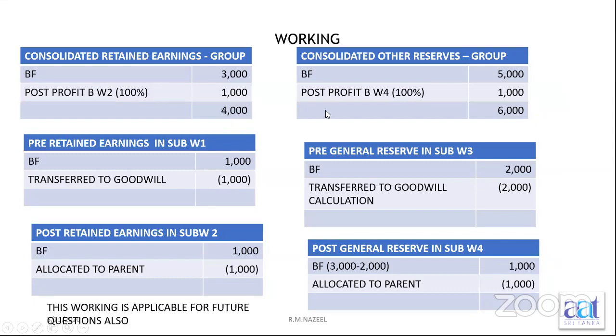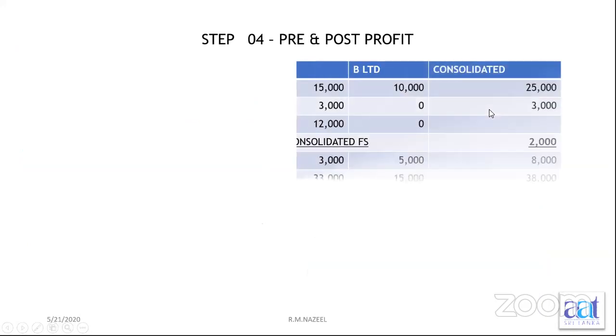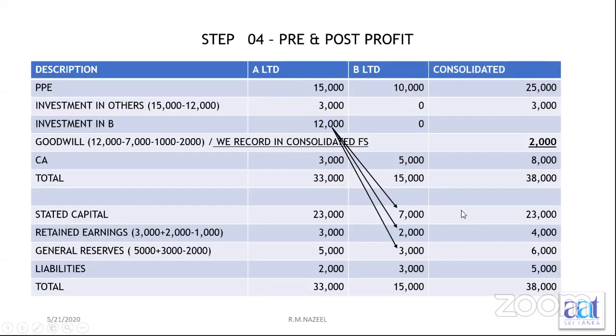So you can see, I will show you the pre-accounts. See, 4,000 and 6,000, adding the post profits, right? Similarly here, 4,000 and 6,000. Liabilities will be 5,000. Total will be 38,000. So what did we do? We removed from the given profit all the pre-profits that are taken to the goodwill calculation, and added the post profit with us. So you need to do these workings, key accounts, so that you will be able to do them one by one.